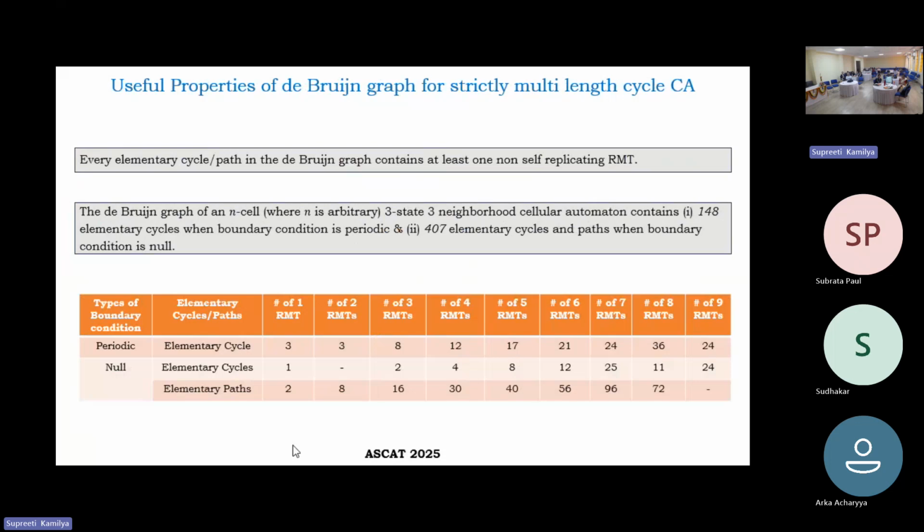In this way, with the help of the de Bruijn graph, we identified 148 elementary cycles in periodic boundary and 407 elementary cycles and paths in null boundary CA. And this is the result. Here, the number of 1 RMT means we are getting 3 elementary cycles where the number of RMTs is 1, and 3 elementary cycles where the number of RMTs is 2. In this way, we make it.